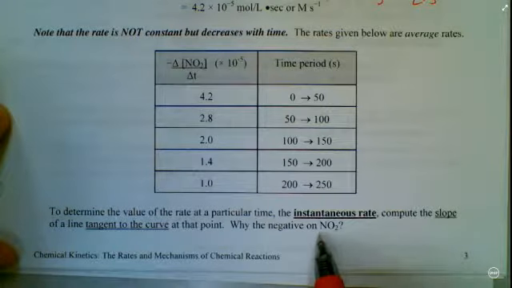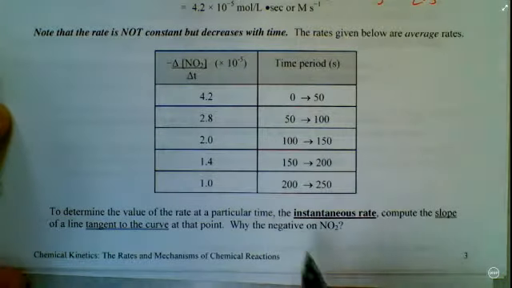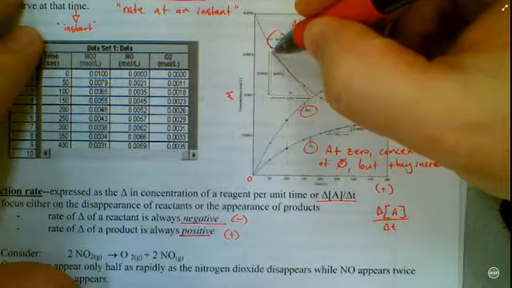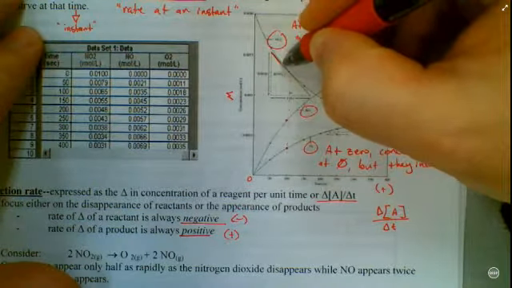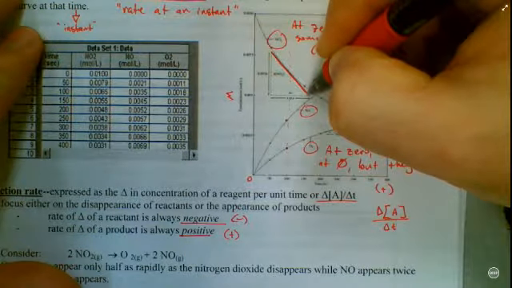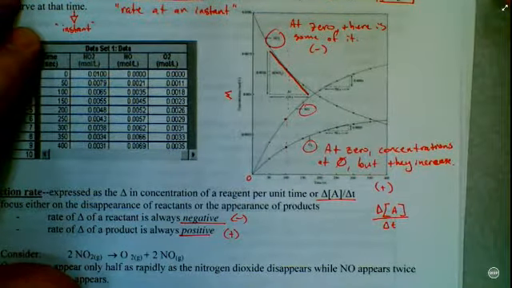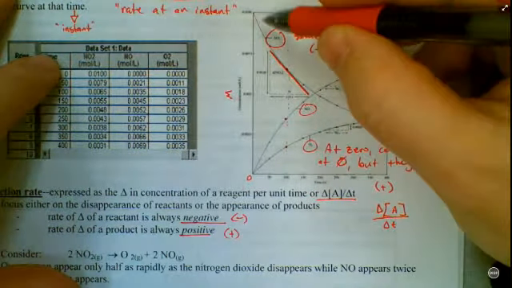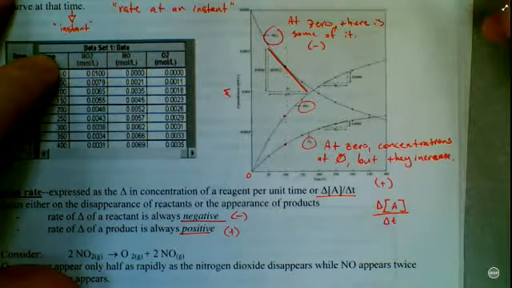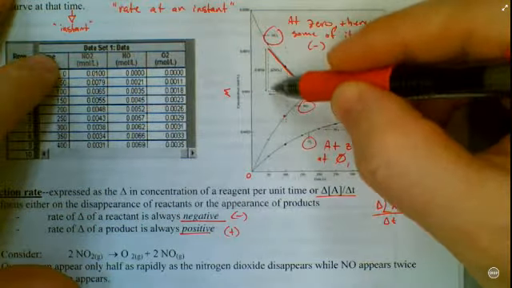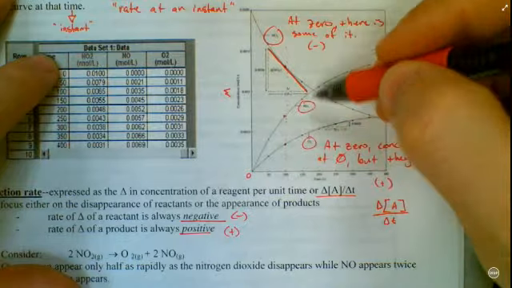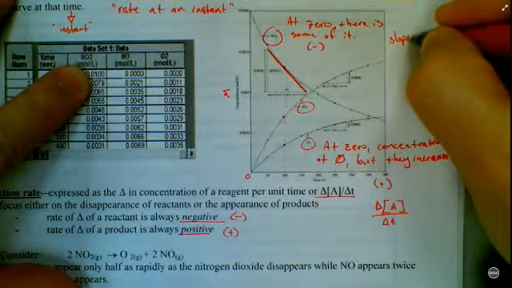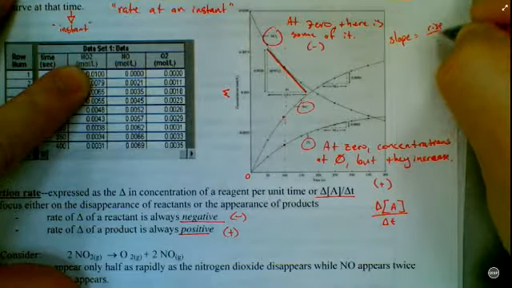Why do we have the negative on NO2? So check out this line right here. That is the straight line tangent to this point right here. This is a point on the NO2 reaction curve, and I simply calculate the slope, right? Rise over run. That is the same thing, right? Slope equals rise over run.